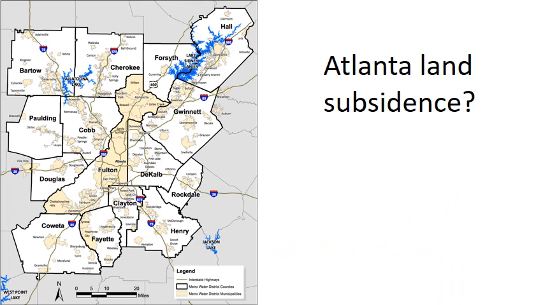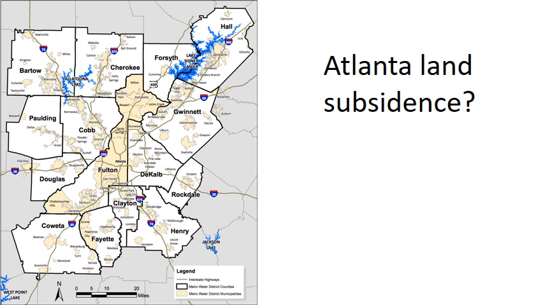Atlanta. Let's talk about land subsidence here in Atlanta. We don't have any for two reasons. One, we don't take water out of the ground like they do in other places because we have plenty of rivers to get our water from. We don't use wells and we don't pump water out of the ground.